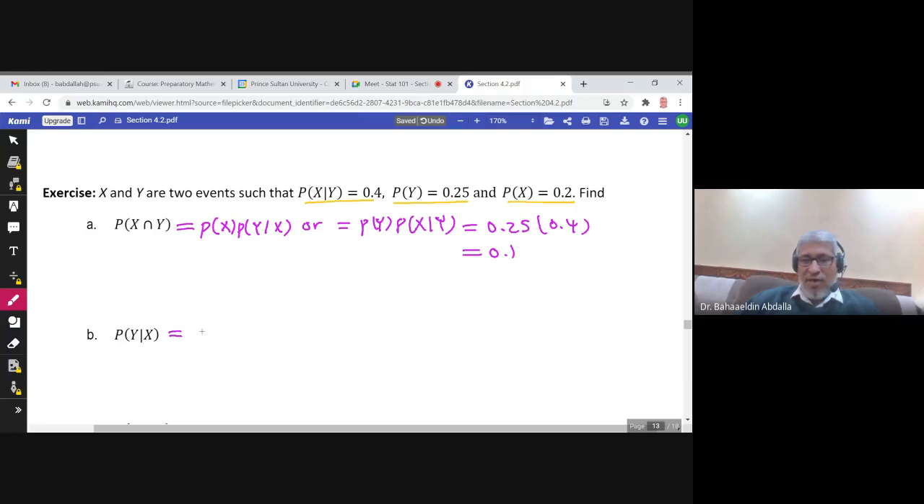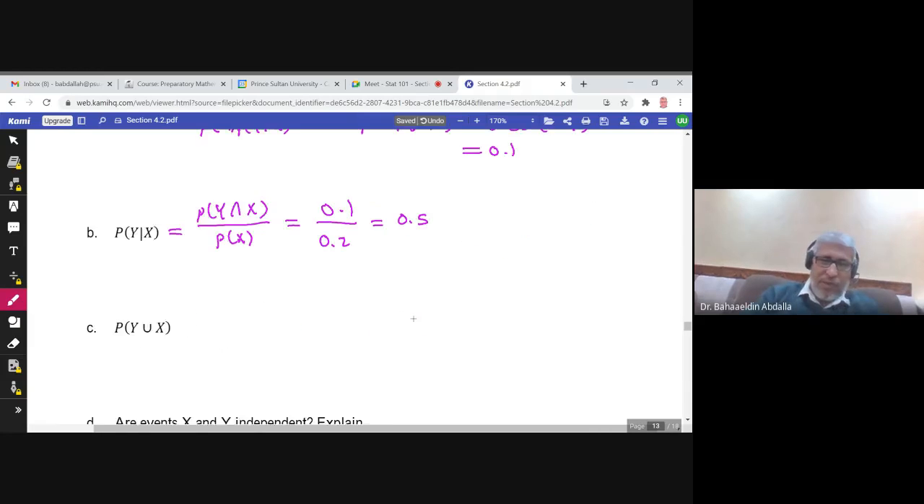Find probability of Y given X. By definition, this is a probability of Y intersection X over probability of X. Y intersection X is X intersection Y, which is 0.1 from the previous parts, over probability of X, which is 0.2. So the probability would be 1 over 2 or 0.5.